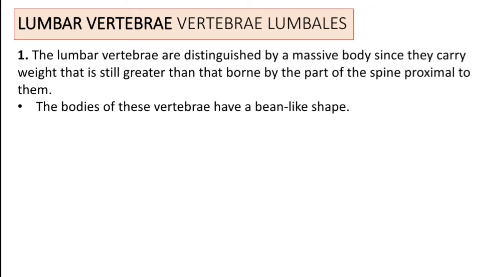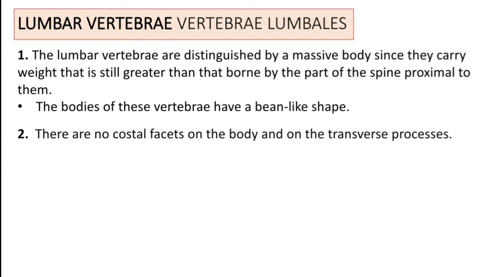Okay, now let's talk about the lumbar vertebrae, vertebrae lumbales. The lumbar vertebrae are distinguished by a massive body since they carry weight that is still greater than the bony part of the spine proximal to them, right? So they are bigger than the cervical and the thoracic vertebrae. The bodies of these vertebrae have a bean-like shape, right? I told you about these bean-shaped bodies.